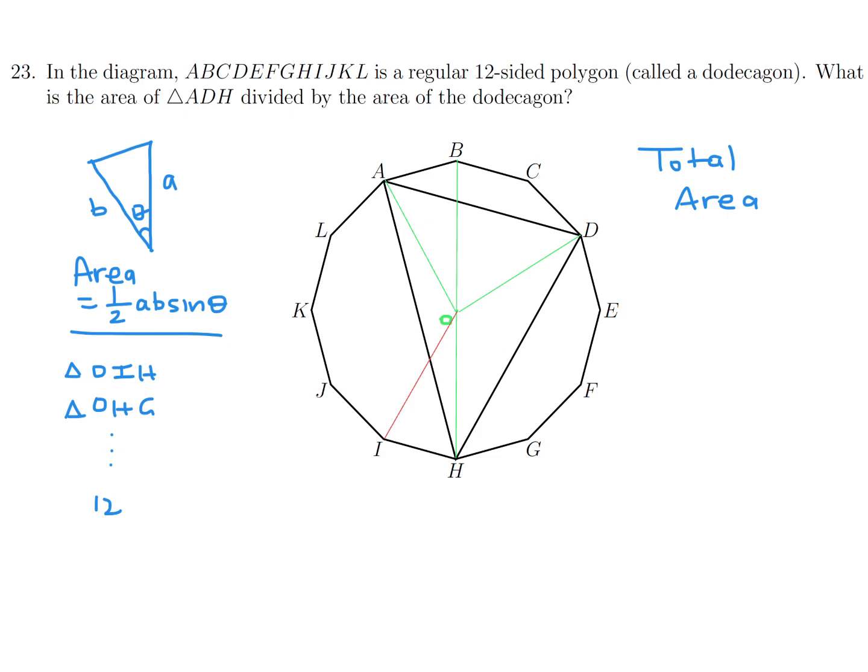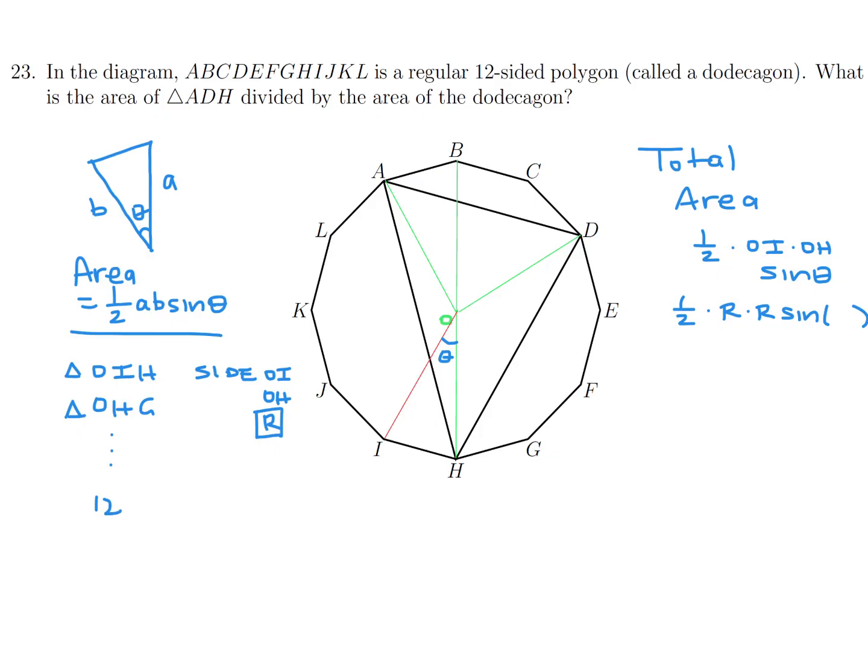Now the side OI, or O to H, we don't know, so I'm just going to call it R, for radius. So it would be 1/2, let's say OI times OH, and then this angle, sine of theta. Let's put that theta in there. The sides I don't know, so I'm just going to call them R. So it'll be 1/2 R times R. But the angle I can figure out.